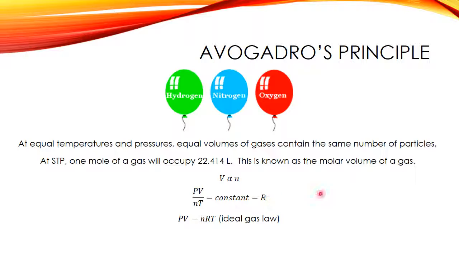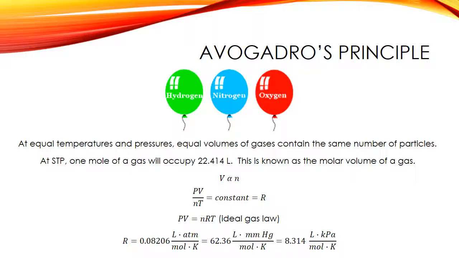R has the following value. You'll see there are 3 different numbers here. They're all the same value though. The only thing different about them is there's a different pressure unit for each of those numbers you see there. You do not need to memorize these constants. I will always give them to you, but just recognize that you want to choose the one that has the pressure unit in it that you want for the problem.